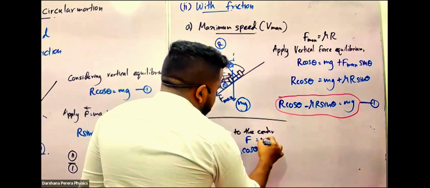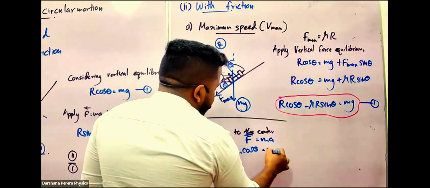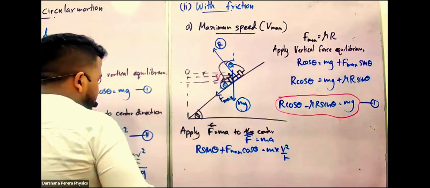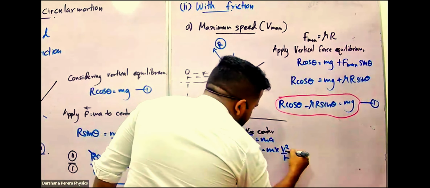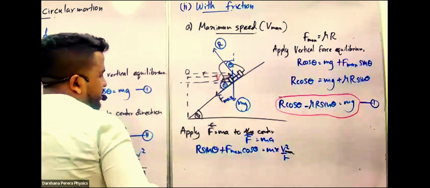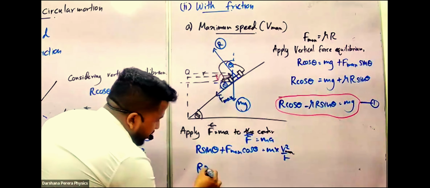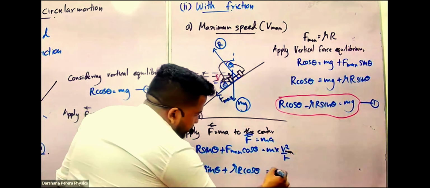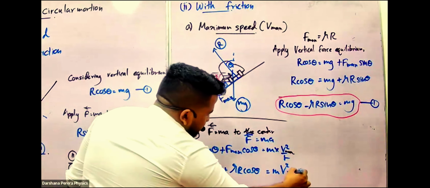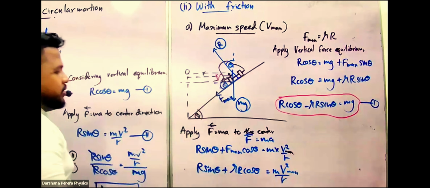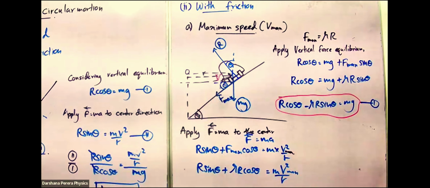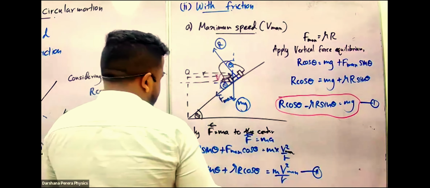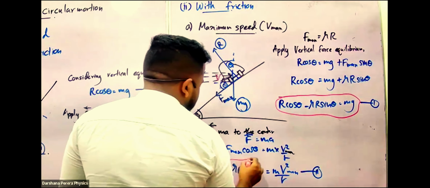We apply F equals ma. Forces are okay. ma equals V square over R. This V is the maximum velocity. Then I arrange this: R sin theta plus mu R cos theta equals m V square max over R. This is the second equation that I get from applying F equals ma.